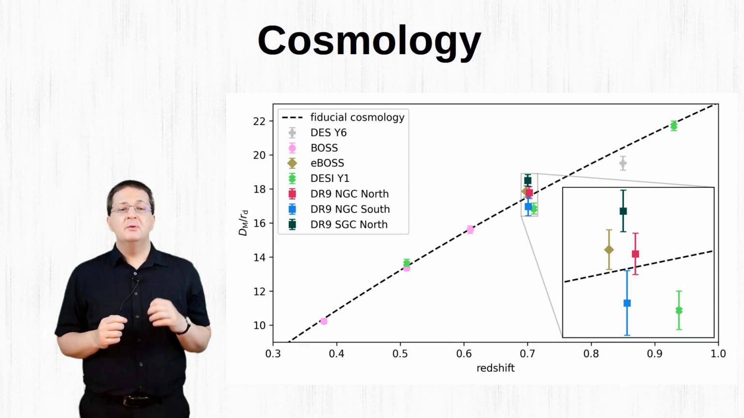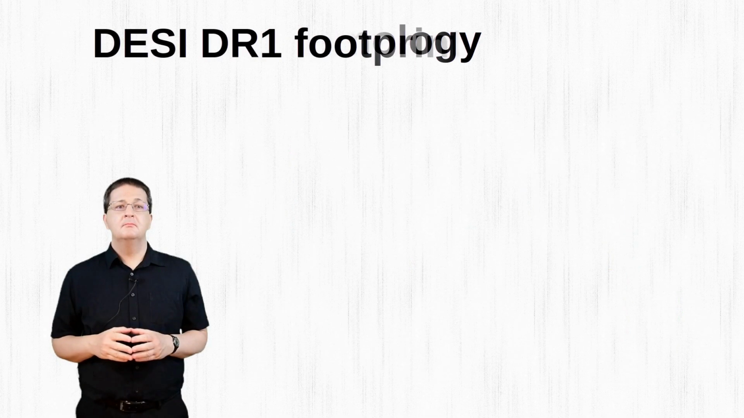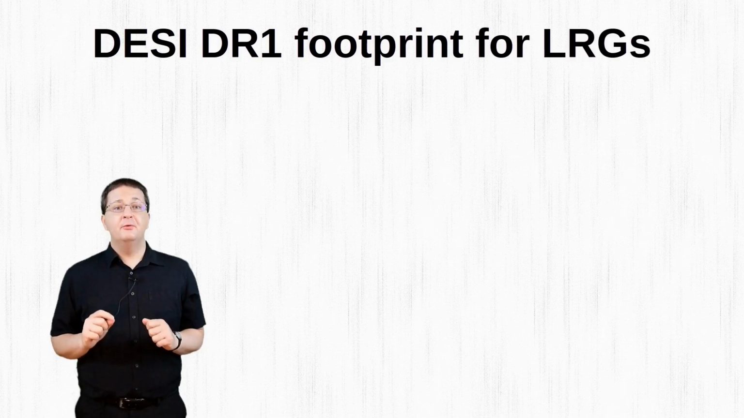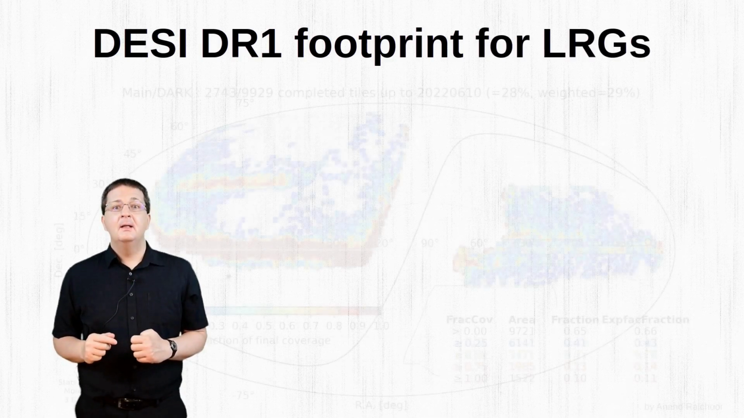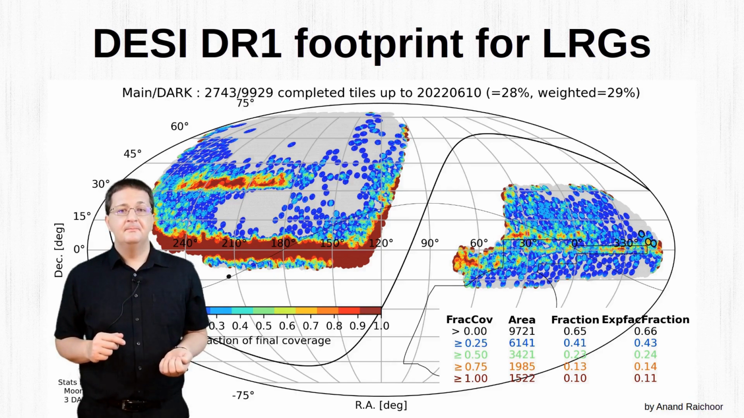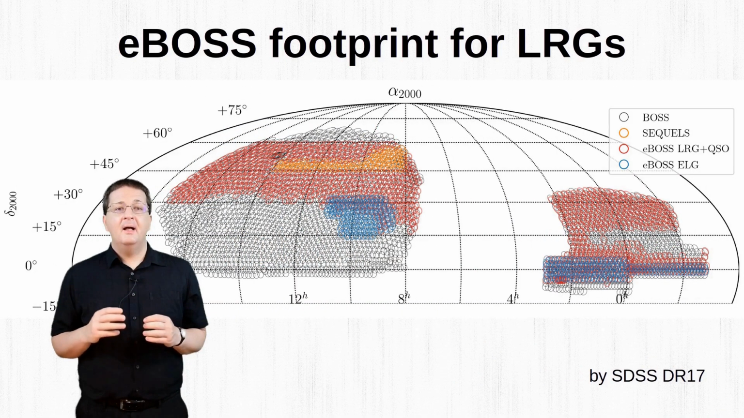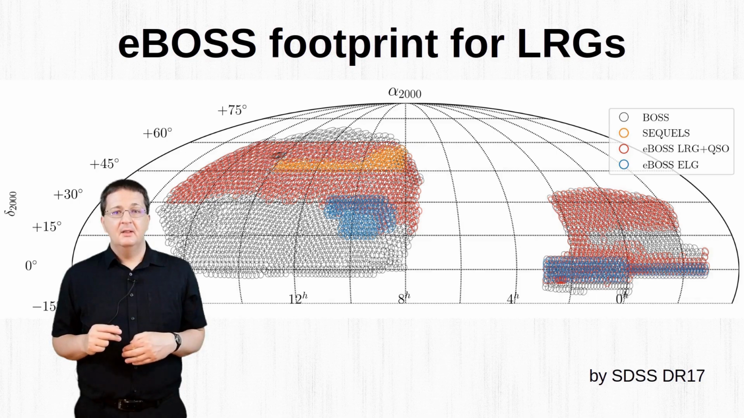Our data point for North Galactic Cap North agrees well with eBOSS, while our data point for North Galactic Cap South agrees well with DESI DR1. Let's have a look at the footprint of these surveys. The LRGs of DESI DR1 are most complete in North Galactic Cap South. The bulk of the eBOSS LRGs are in North Galactic Cap North.